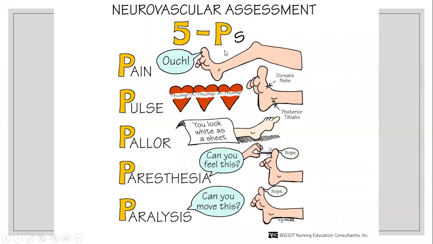Basically, the neurovascular assessment contains five characteristic features, which we shortly call the 5Ps. P stands for pain, we check for the pain. Then we check the pulse, distal arteries pulse, like the posterior tibial or dorsalis pedis arteries. We check the color, pallor: is it white or pink? Also paresthesia, whether the patient can feel it or not, and paralysis. Can you move the hands, legs, or distal part?